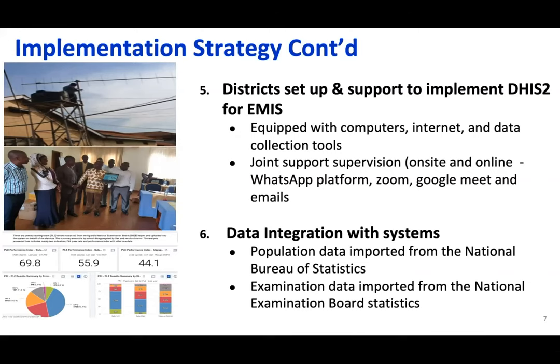One of the areas also looked at is integration of data systems, and this is one of the requirements, to understand how we can leverage the existing health systems to support EMIS. The Uganda National Bureau of Statistics is another body that keeps the end-of-level examination results, which we are also able to import into our system.